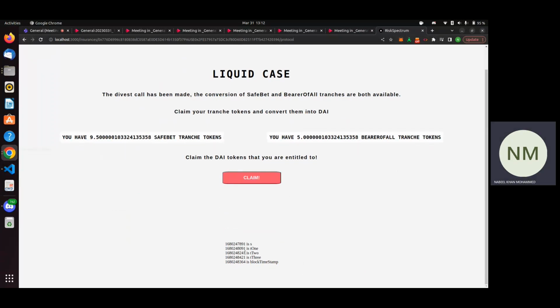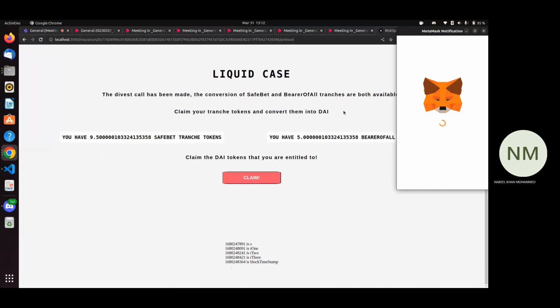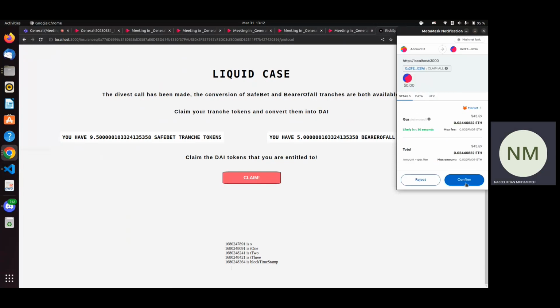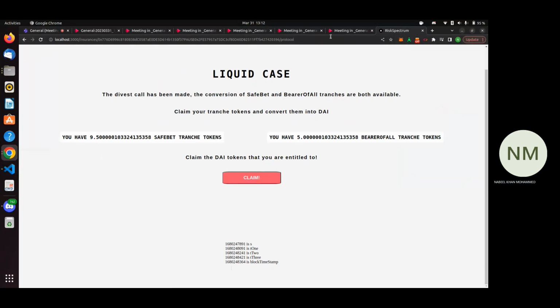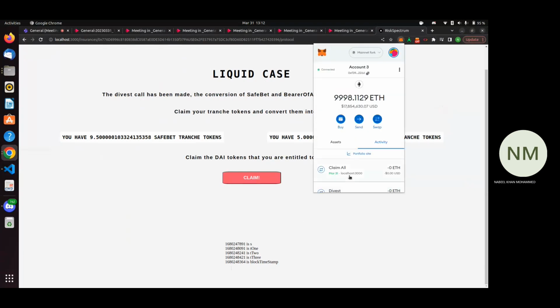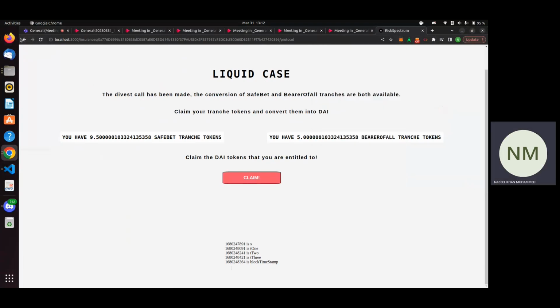Right. So block timestamp has crossed the T2, and now it's in the time period where people can actually get their payouts back. I have about 9.5 safe bets and 5 bearer falls. It's in the liquid case, right? So I'll just claim all of the DAI tokens that I can, and I burn all my tranche tokens that I have presently, right? As you can see, the claim all was successful, and I would have gotten some DAI in return. I have 0 safe bets and 0 bearer falls.